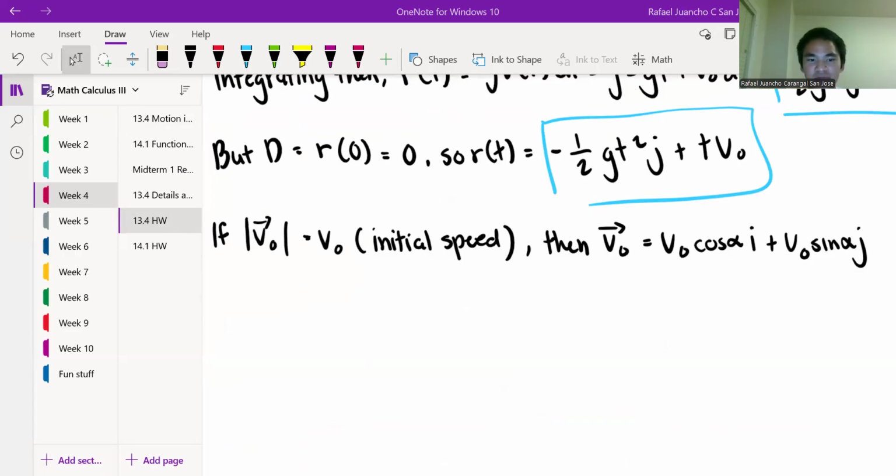Then equation one becomes my R of t. So V naught cosine alpha t. So now I multiply it by a t, because I want to parameterize it. And at the same time, I also do it for my j or my y component. Then now I have parametric equations. Whew. Okay.